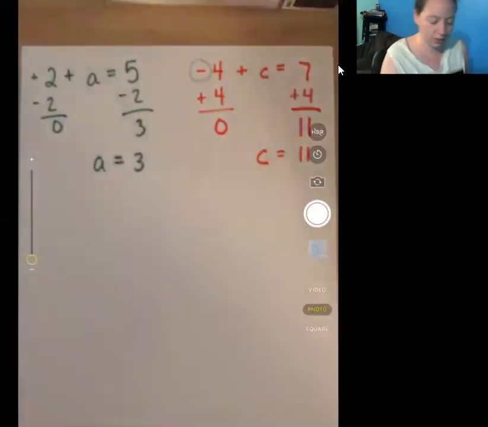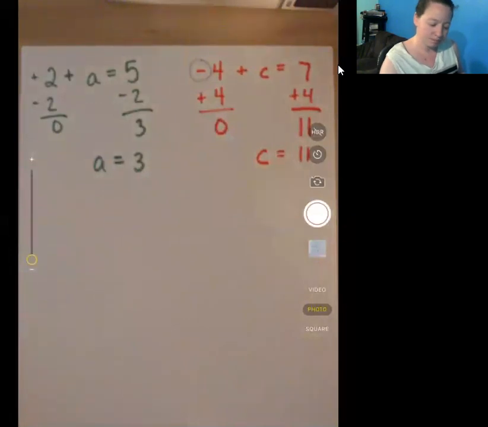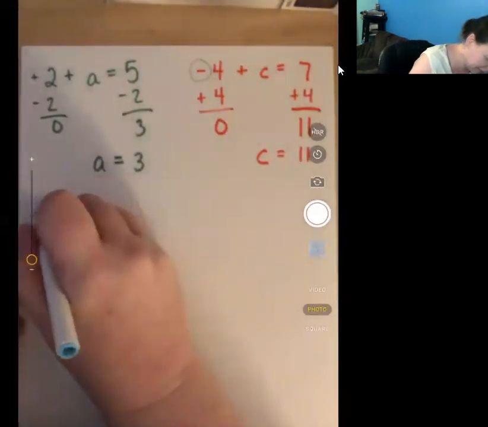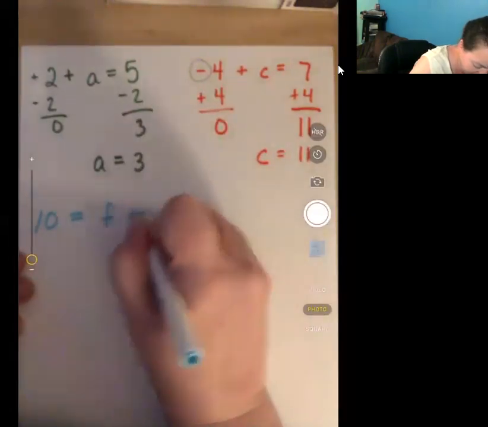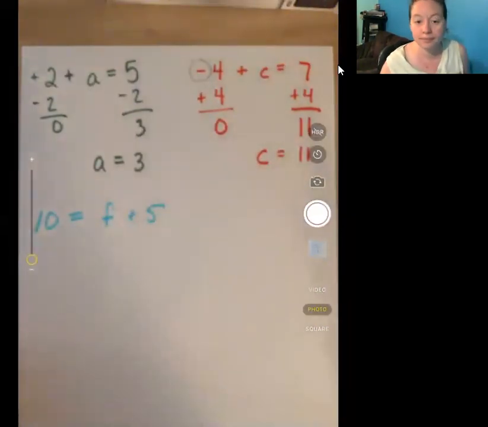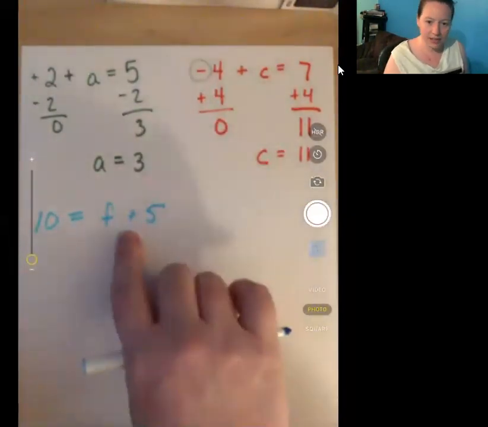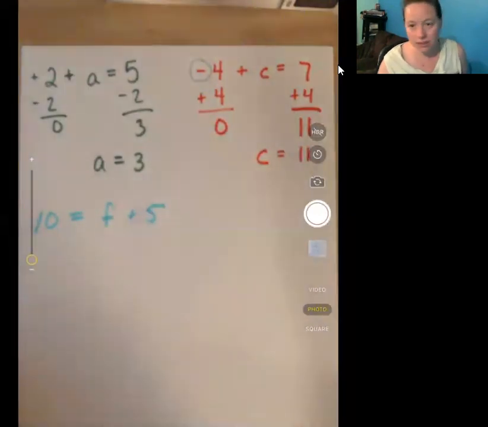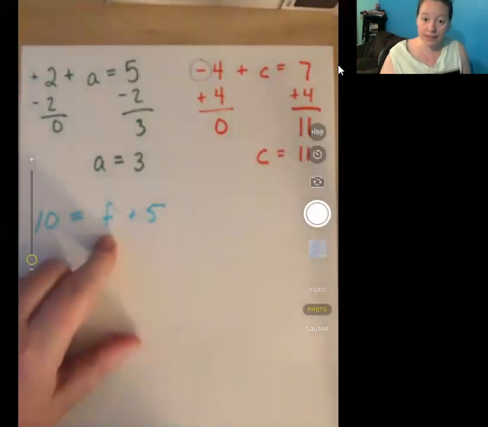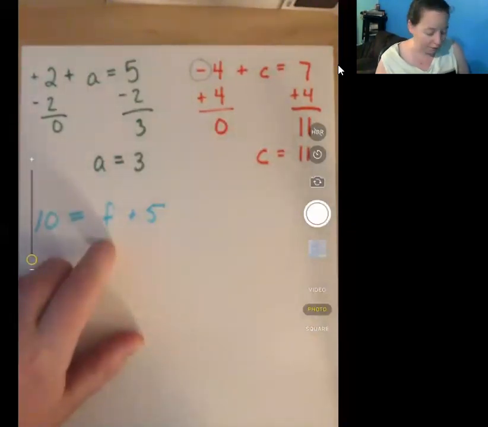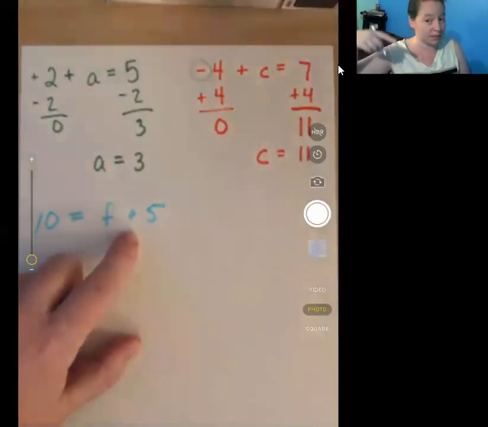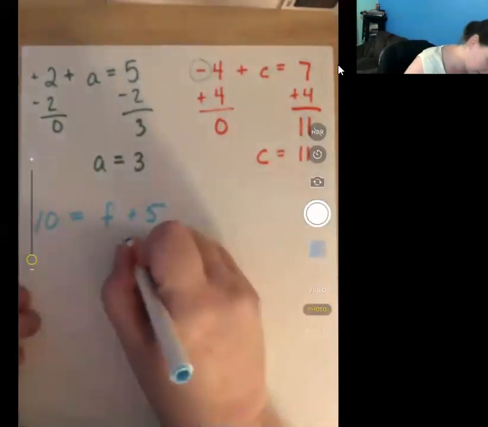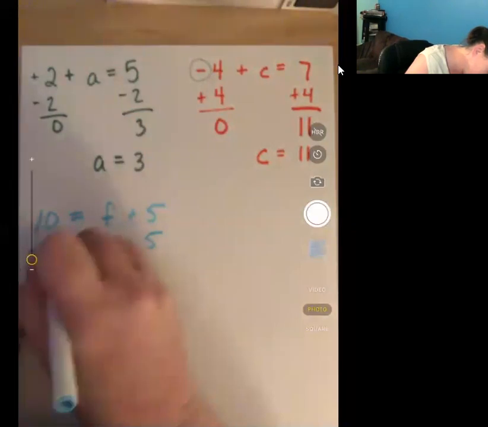Oh, one other weird thing that can happen sometimes. I can have something like this. 10 equals F plus 5. You see how the variable's on this side now instead of this side? Doesn't matter. I still treat it exactly the same way. I still want to get that variable by itself. I want to get that F by itself. The 5 is connected by an add. So I need to, what's the opposite of add? Subtract. I need to subtract it. So -5 on both sides.